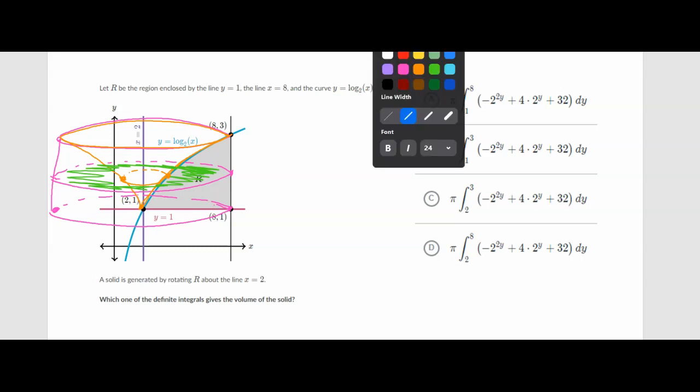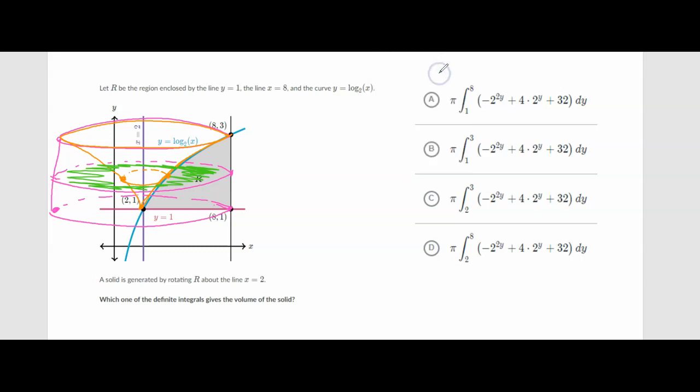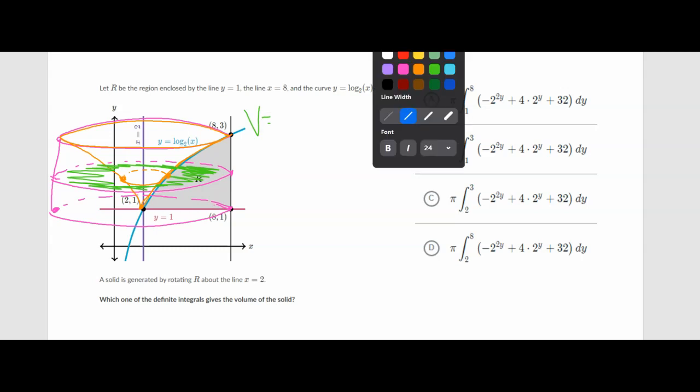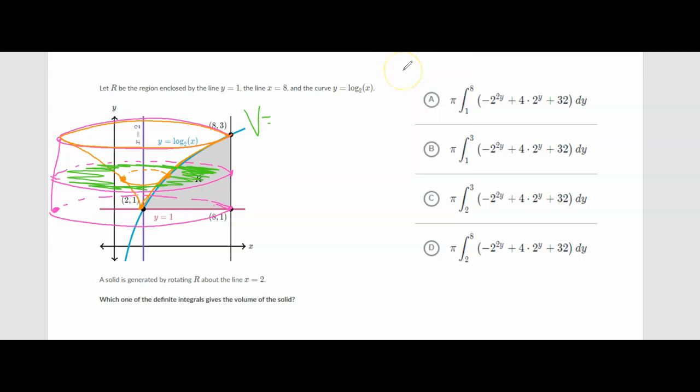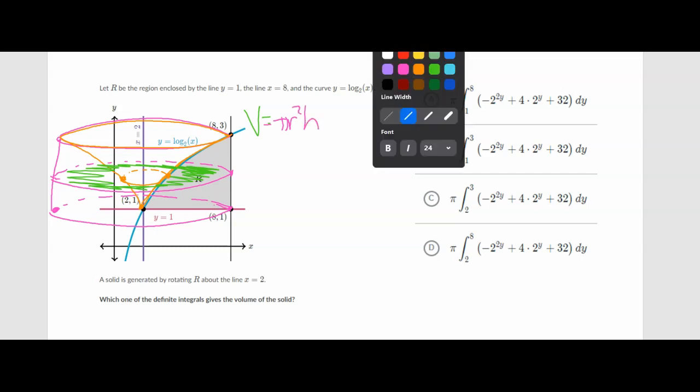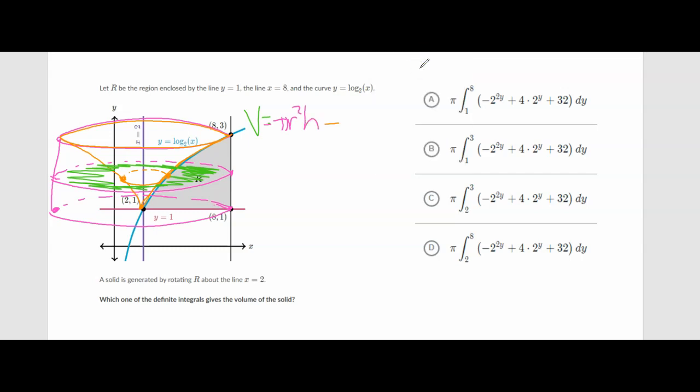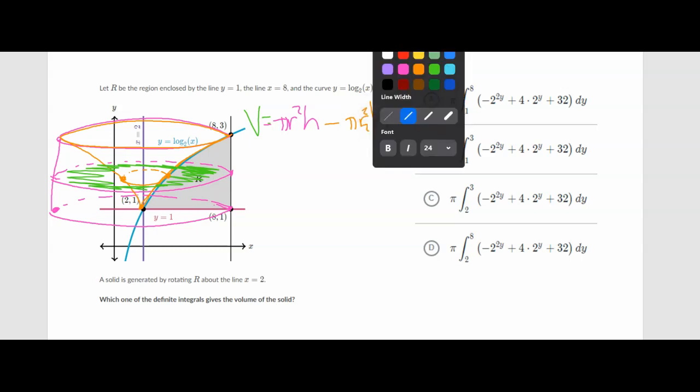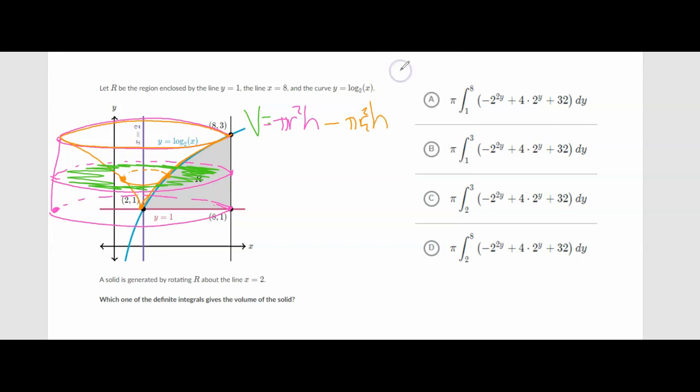up an integral. So the volume of the green washer is going to be equal to the volume of the pink, so pi r squared times h, minus the volume of the orange. And we will use R sub 2 and R sub 1 here, because our radii are going to be different.